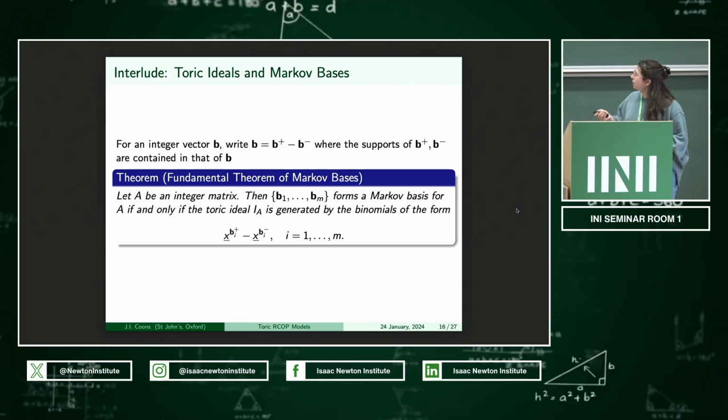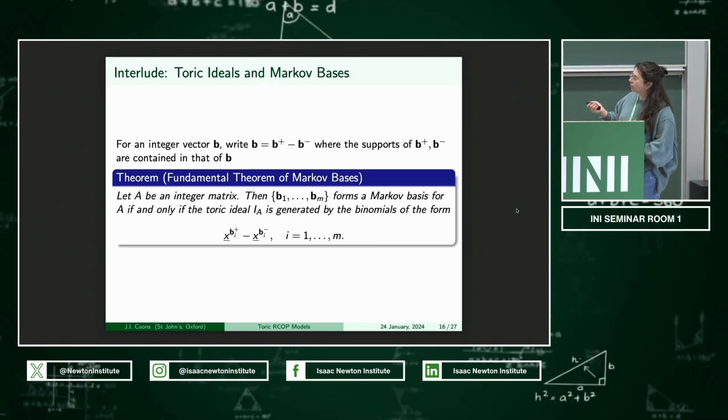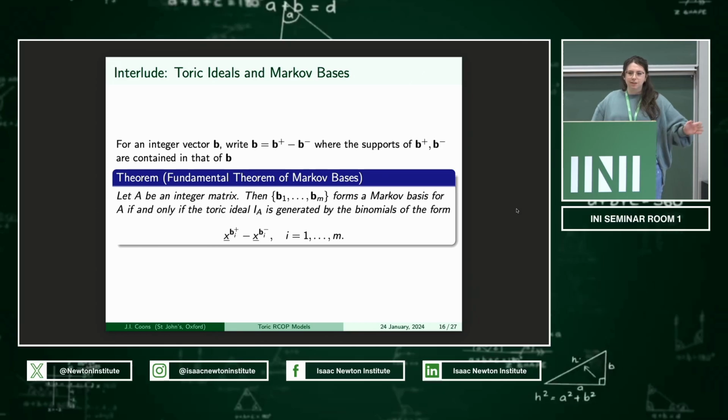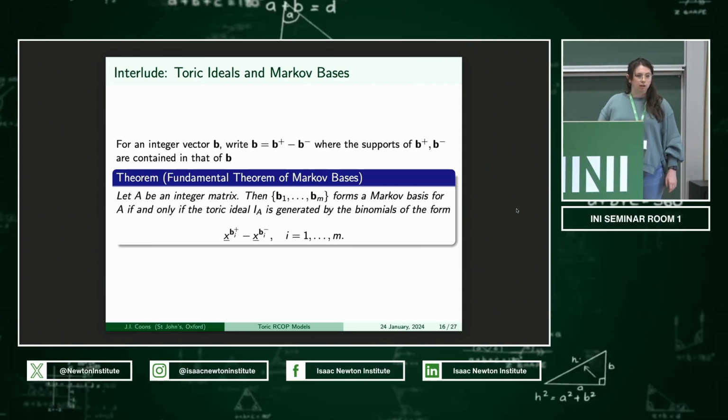So the moral of the story is that generating sets of toric ideals are equivalent to these Markov bases. And the thing to really take away from this is that I can study the generators of this toric ideal by looking at special spanning sets of the integer kernel of my matrix.